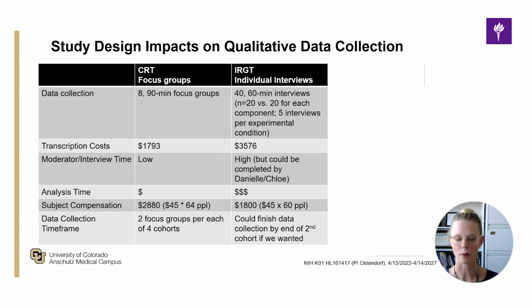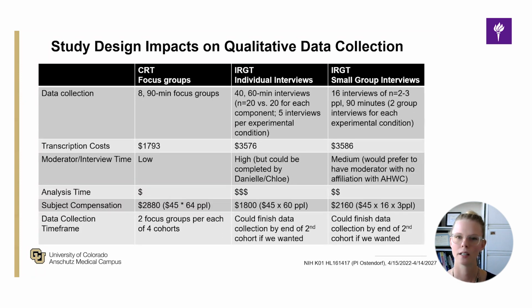And so I was thinking, okay, we could probably propose to do 40 60-minute interviews and have at least 20 versus 20 for each component. Transcription costs are higher. Analysis time is much higher because now we have 40 transcripts to code and analyze. But that could allow us to finish up the data collection a little bit earlier. We could do all the interviews by the end of the second cohort, giving us some great qualitative data for that RO1. Another option that I considered was to do small groups.